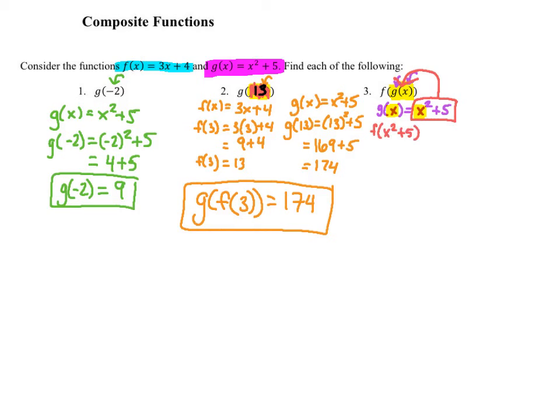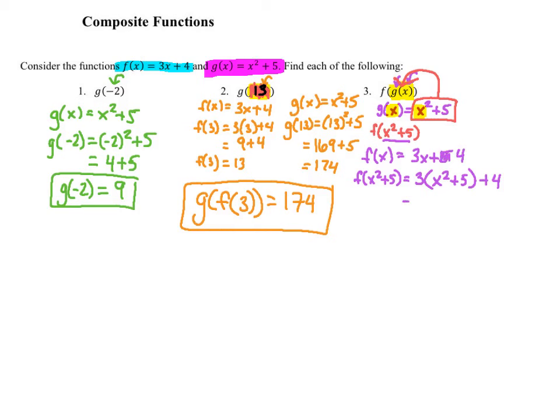So I'm going to take f of x, and let me rewrite it here. So f of x is going to be 3x plus 4. And wherever I see an x, I'm going to plug in that function. So I have f of x squared plus 5 equals 3 times (x squared plus 5) plus 4. And I'm sorry, this is meant to be plus 4.